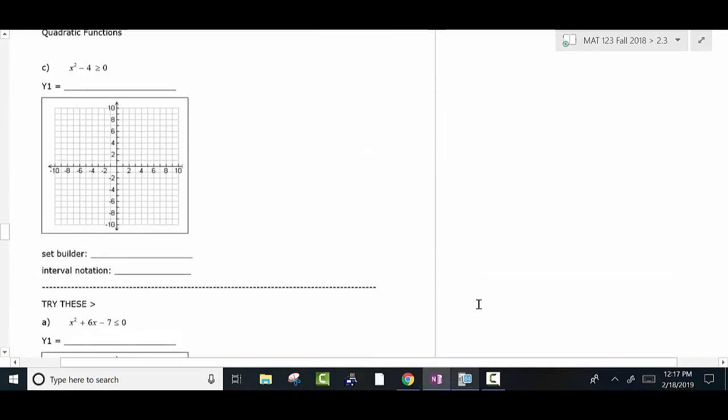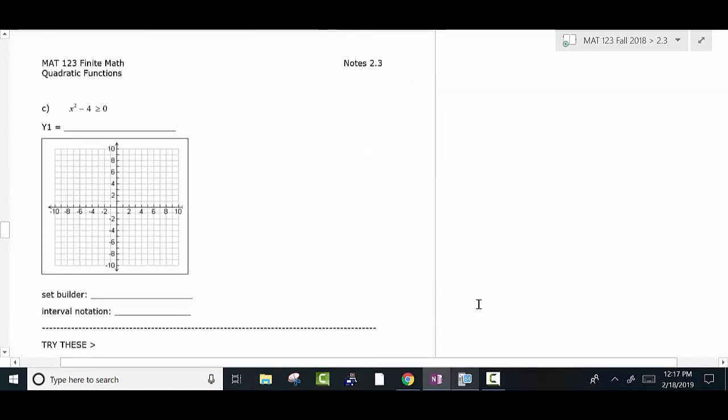Okay, so let's see. Let me do one more here. I'm going to try to do this independently of the calculator on this one. Okay? All right, so this one we have x squared minus 4 greater than or equal to 0. Like the last problem, let's factor this. How does x squared minus 4 factor? x plus 2, x minus 2. That's the difference of two squares.